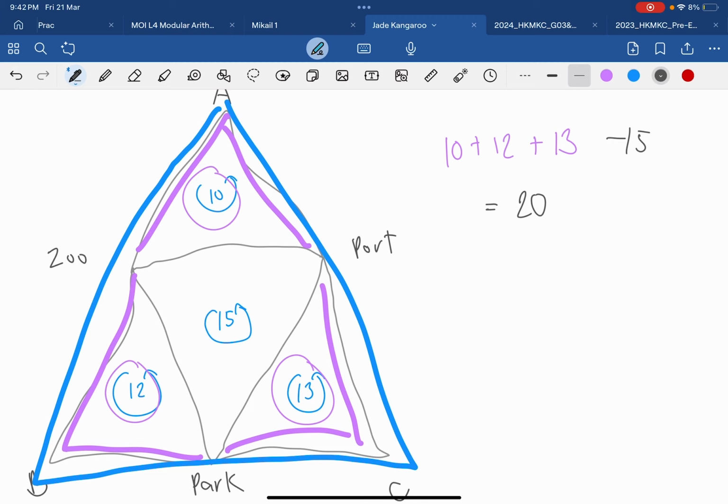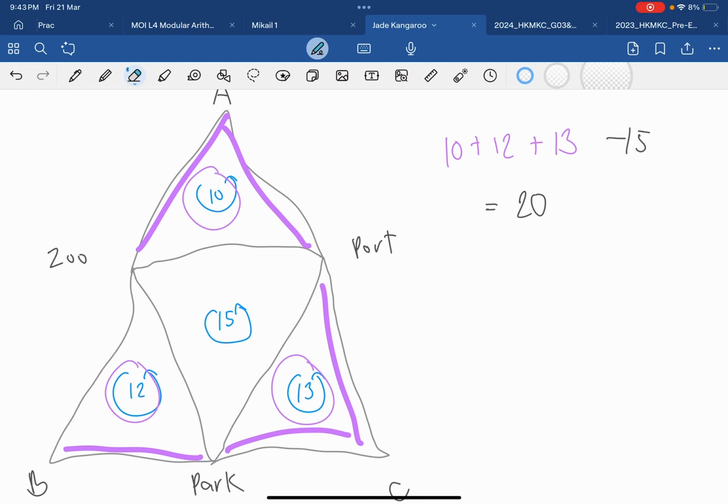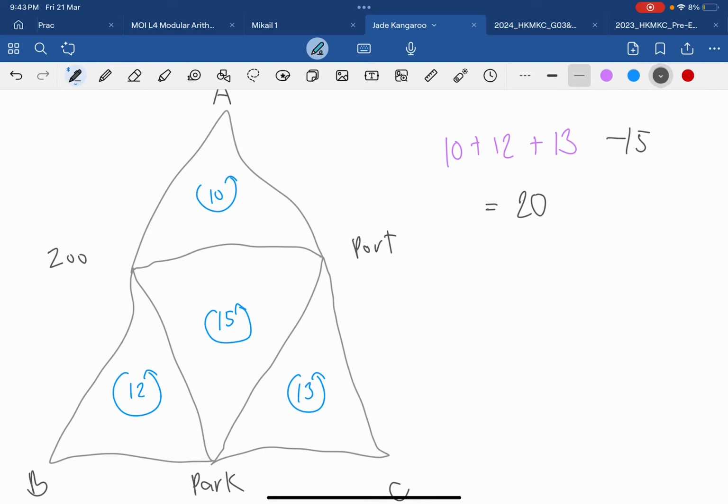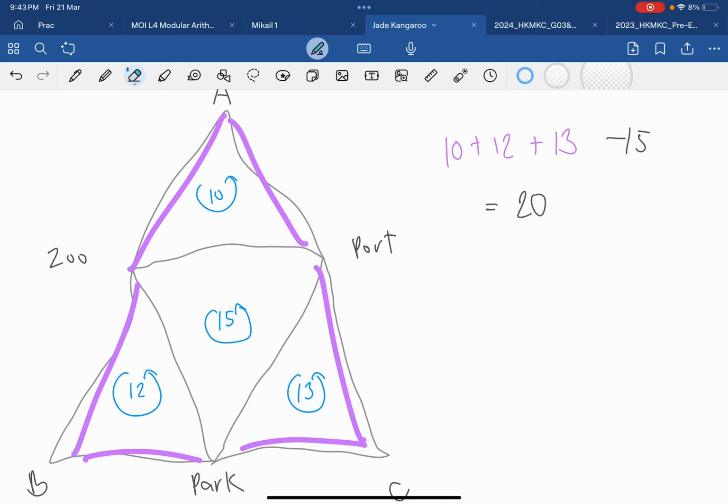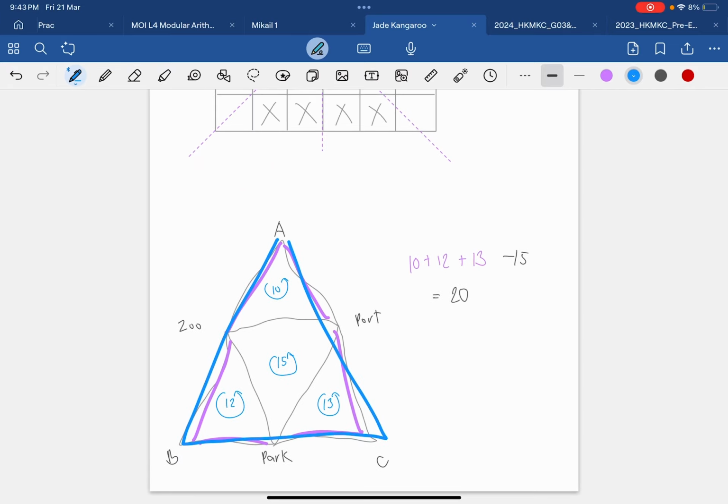Is that okay? So basically all you need to do is add this route and this route and this route, that is 10 plus 12 plus 13, which is 25. And then I subtract this route, the one in the middle, which is 15, I should get 20, which happens to be the same as A to B to C and back to A. All right, so that's why it's 20.